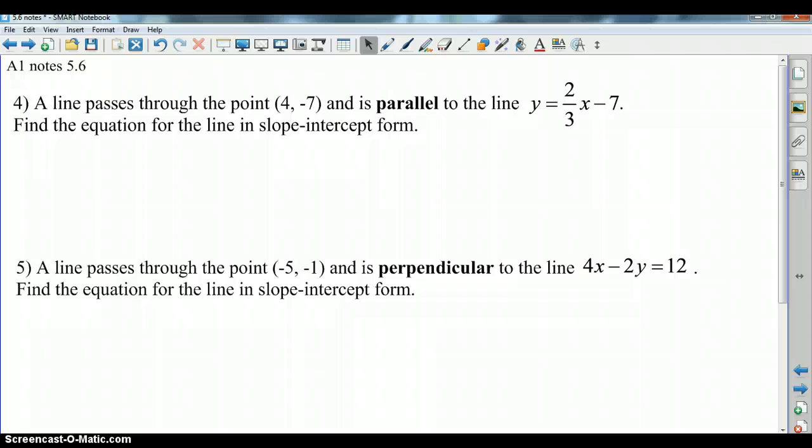All right, question 4. A line passes through the point 4, negative 7 and is parallel to the line y equals 2/3 x minus 7. Find the equation for the line in slope-intercept form. Now there's a key word here. It's already written in bold, but the word is parallel. The reason we care about that is that tells me that the slope has to be exactly the same. This line has a slope of 2/3. So what we're looking at now is we have a point, 4, negative 7, and we have a slope, 2/3.